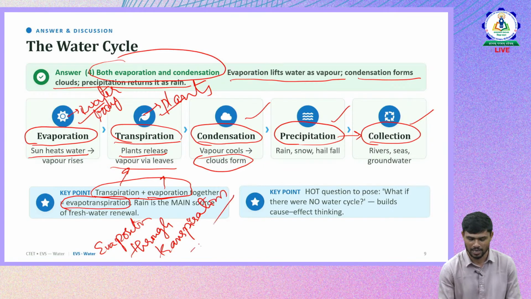Okay, in plants it is evapotranspiration. So this is what is about the water cycle. These are the concepts that we should remember, and we should remember the meanings of them.